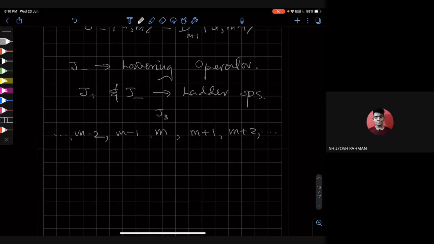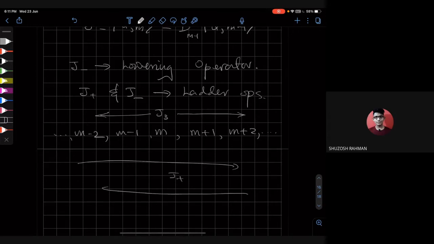Okay, these are the possible values of j. We don't know what m is, but we know that by using j plus, you can go in that direction. By using j minus, you can go in that direction.